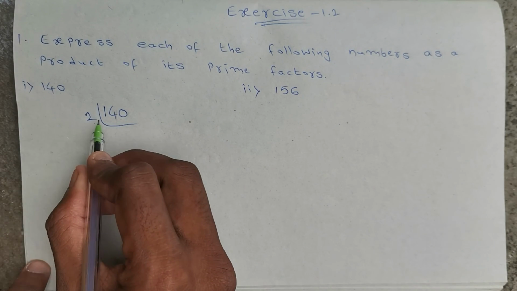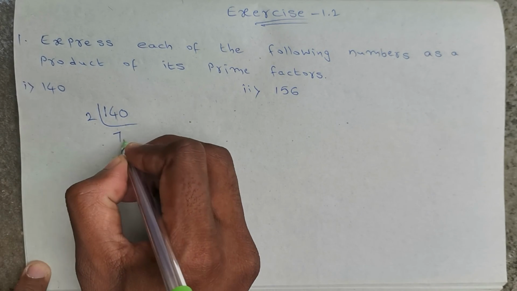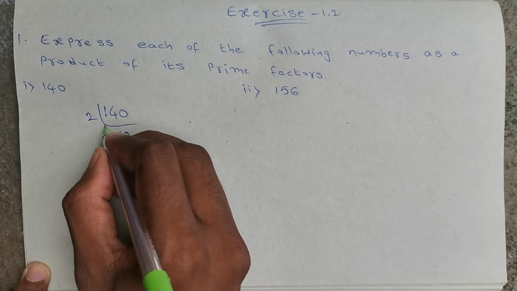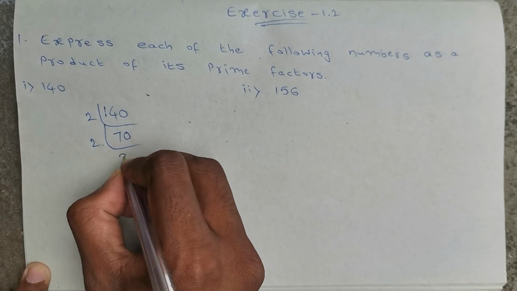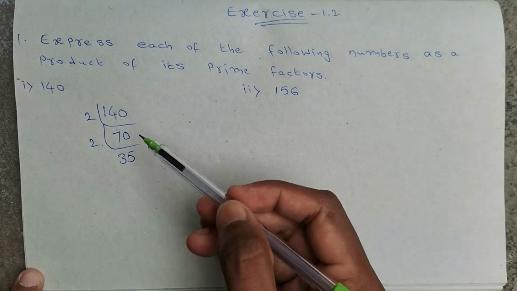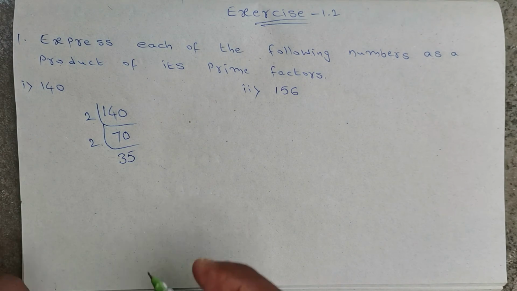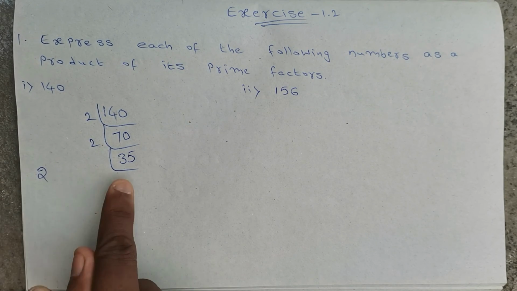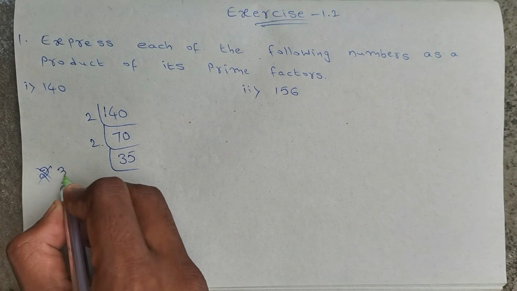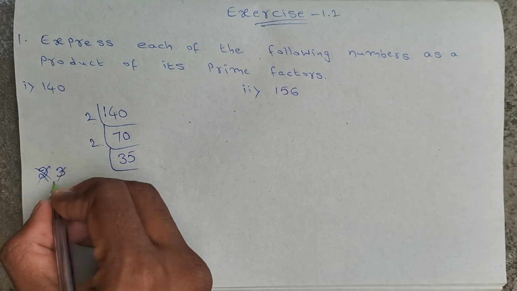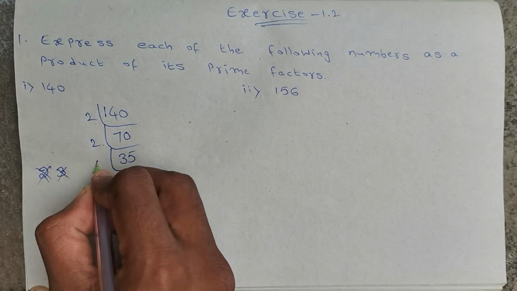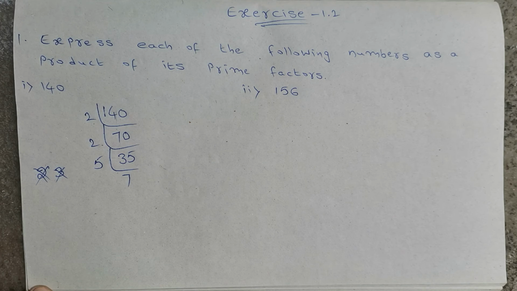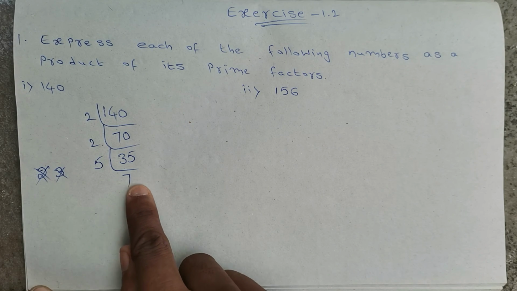In the 2 table, where will we get 140? 2 into 70 is 140. Again 2, 2 into 35 is 70. Next, now I will take the 2 table: in the 2 table 35 won't come. Next prime number 3: in the 3 table 35 won't come. Next prime number 5: in the 5 table 35 will come. So 5 sevens are 35.